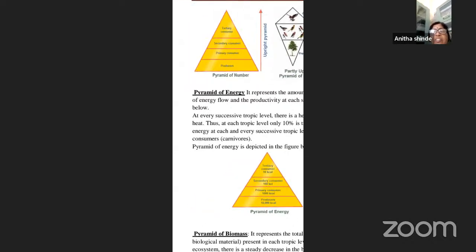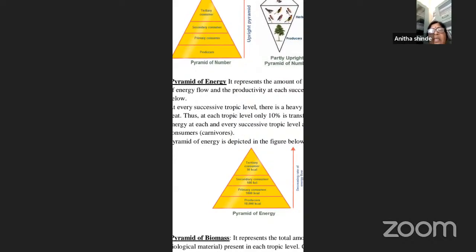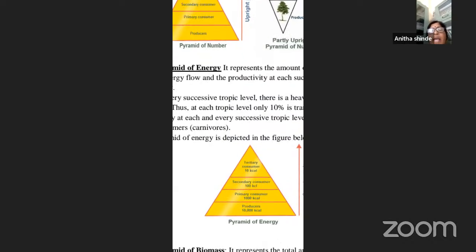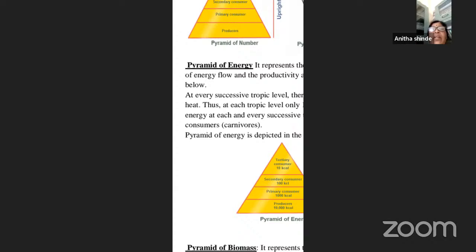Okay, so here production is, say, 10,000 calories. Primary consumer production 1,000 kilocalories. Secondary consumer 100 kilocalorie. Tertiary 10 kilocalorie. So that means at every trophic level, what is happening? We have seen now, not only the number is decreasing, but also the energy is decreasing.